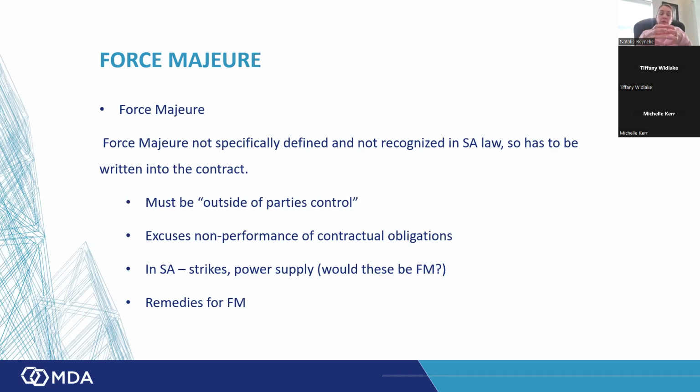So now we get the question, okay, so now that we can't perform our obligations under the contract, how do we deal with that bubble of time where neither of us could perform, or I couldn't perform, or you couldn't perform? And generally the contract will then specify how we deal with that.